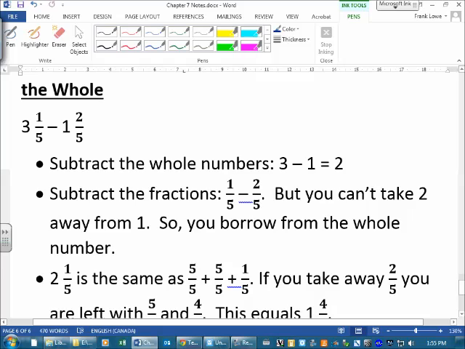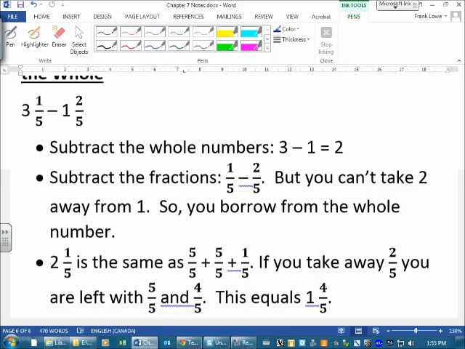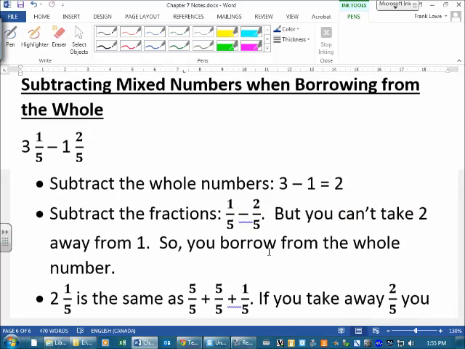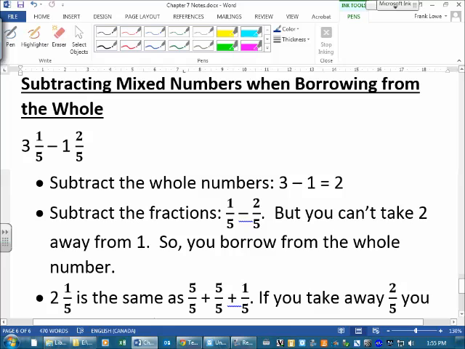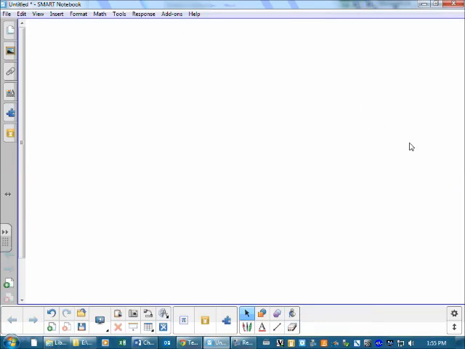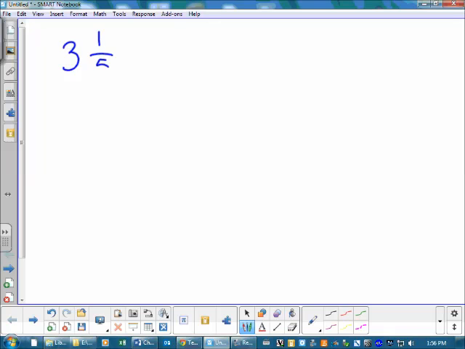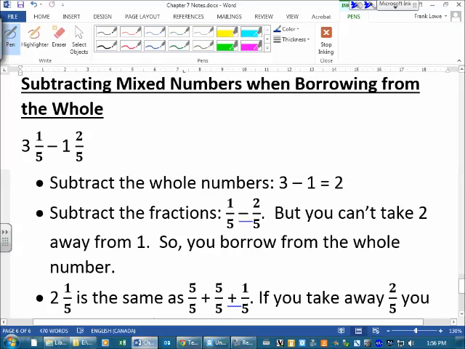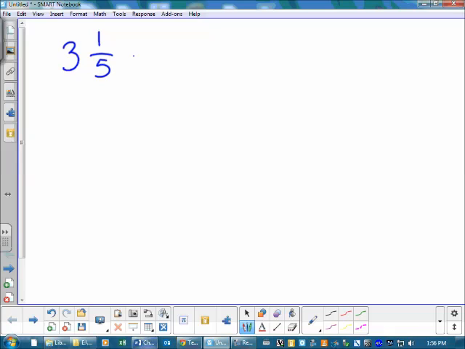So we're going to look at 3 1/5 minus 1 2/5. I'm going to show you in a couple different ways.